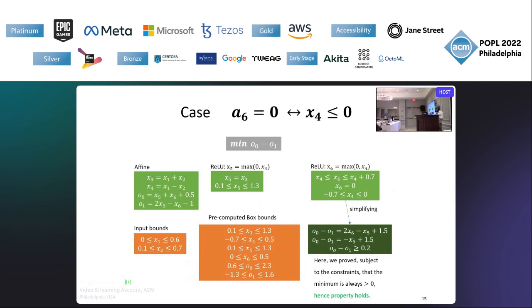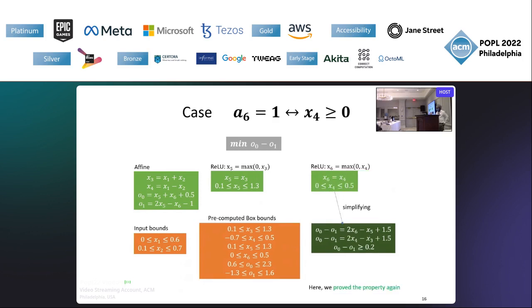If you want to compute the minimum value of O0 minus O1, you would plug in the maximum value of x5, which in this case is 1.3. If you do that, you get that the minimum value is 0.2. Because it is positive, for this case we have proven that the property holds.